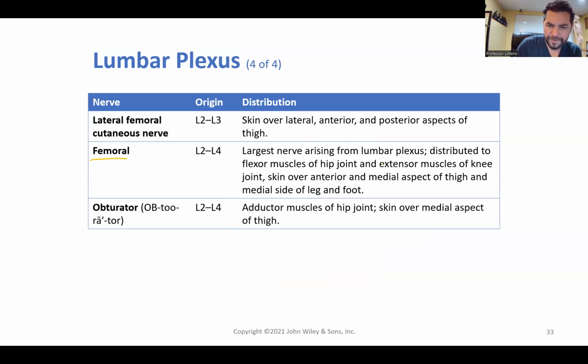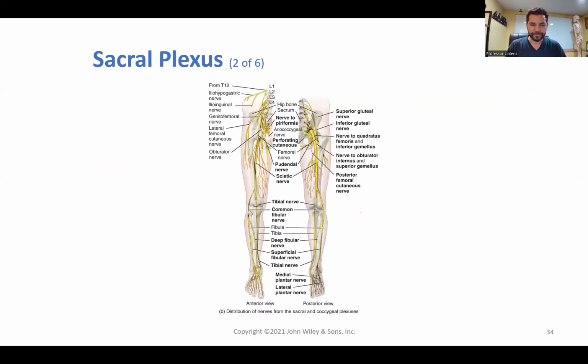Obviously, the femoral is large. It innervates your quadriceps, right? Muscles that extend the knee, a few flexors. Your obturator is going to innervate the adductors, muscles towards the middle part, responsible for bringing your legs inward. Makes sense. The sacral plexus here, right?